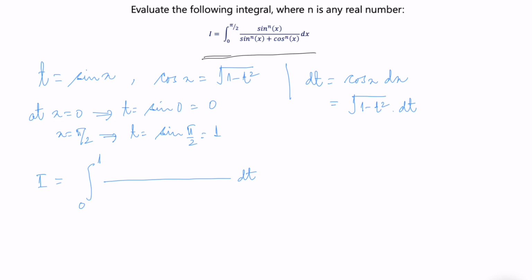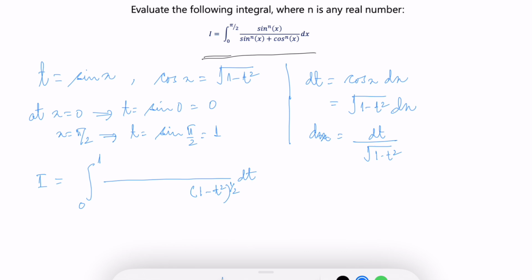I'm sorry, I should write this as root of 1 minus t square dx, right? So which basically means I can write dx as dt over root of 1 minus t square. So that means I need to add 1 minus t square to the power half. This is just representing the dx piece of it, right? So my dx here is represented by this whole thing.